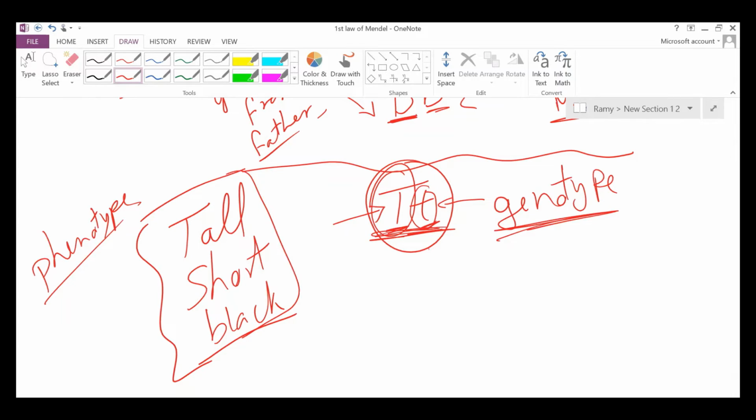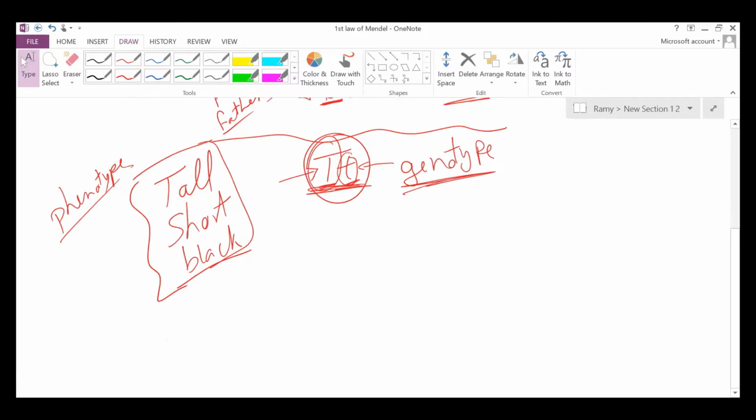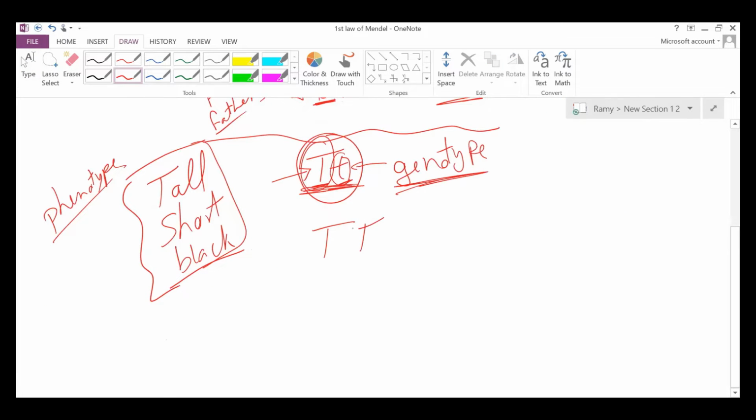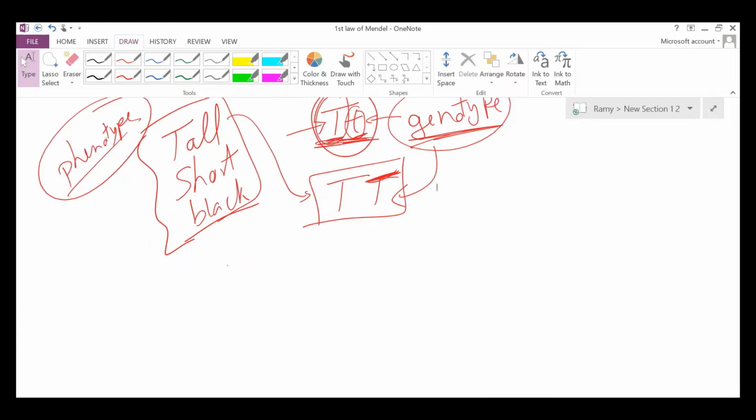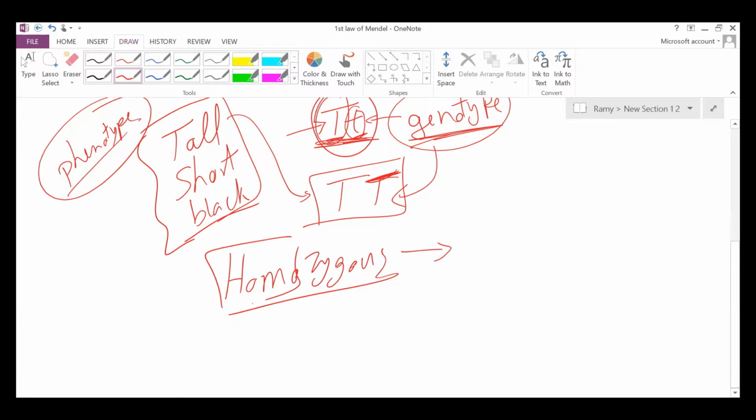Okay? When I say this plant is tall, and I'm writing the genotype, T capital, T capital, it is also tall. That means its phenotype is tall and its genotype is T capital, T capital. Here we call it homozygous. The difference between homozygous and heterozygous, I'm just quickly revising the terms. Homozygous, homo means similar.